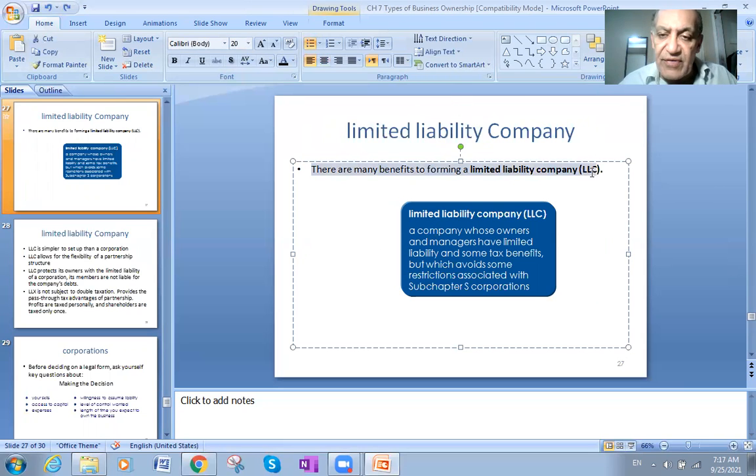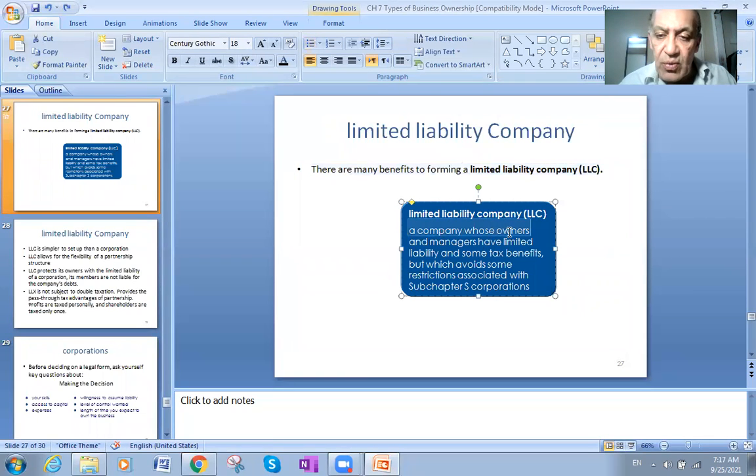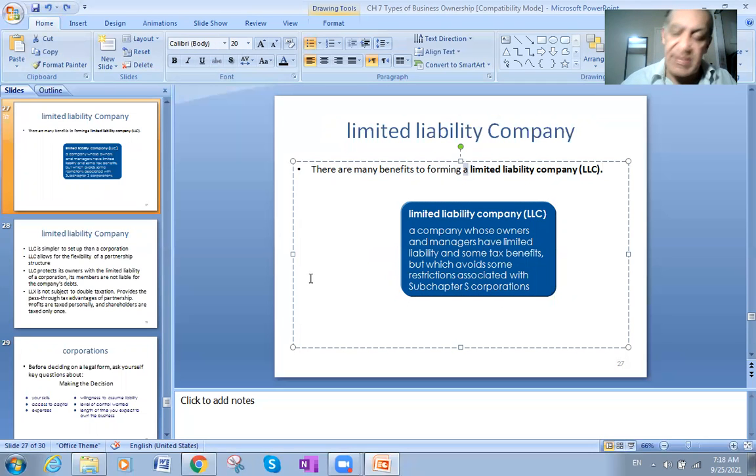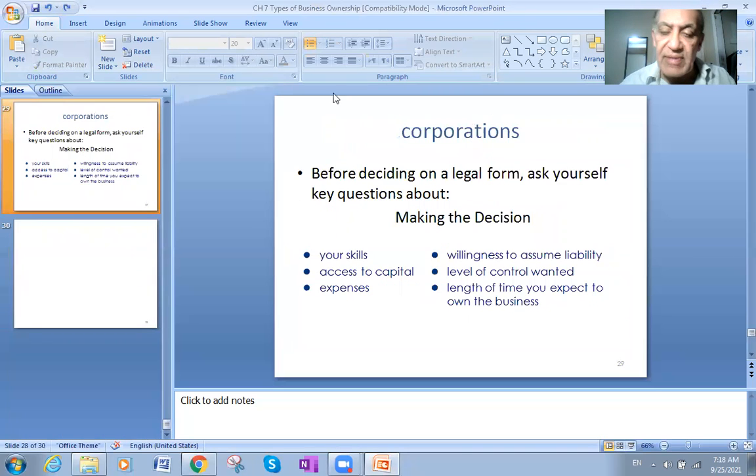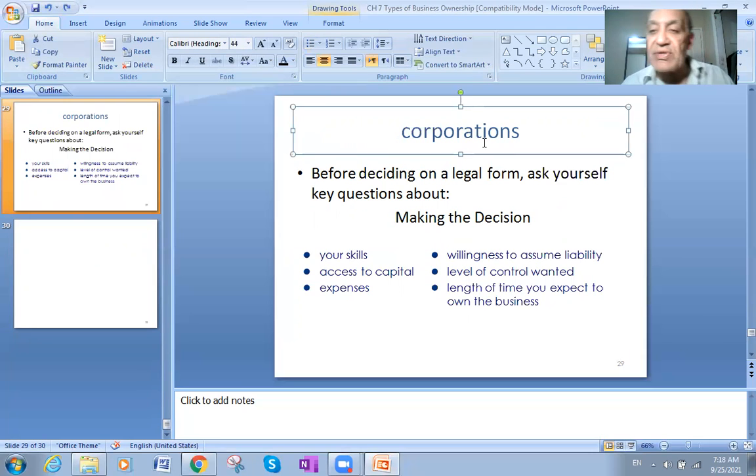There are many benefits of forming limited liabilities. We talked about this before. A limited liability company is one whose owners and managers have limited liability and the same tax benefits, but which avoids some restrictions associated with Subchapter S corporations. Without going into more details about this, we talked about the limited liabilities. So you will make a decision now on which type of business form you want.